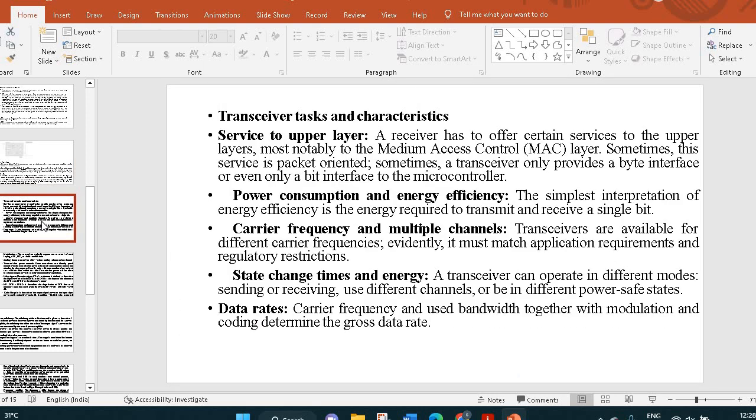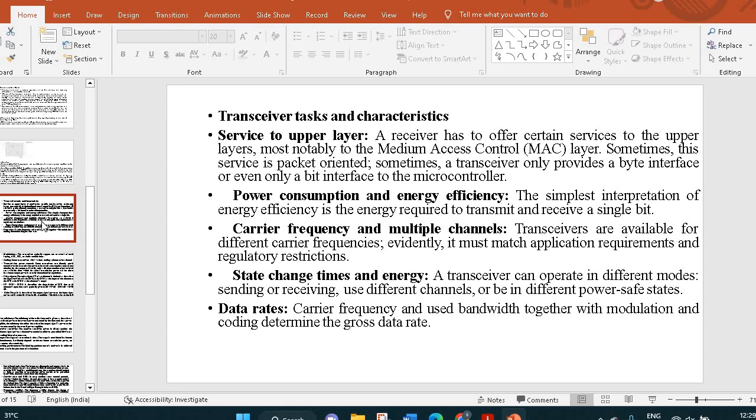Transceiver task and characteristics. Service to upper layer. A receiver has to offer certain services to the upper layers, most notably to the medium access control layer. Sometimes the service is packet oriented. Sometimes a transceiver only provides a byte interface or even only a bit interface to the microcontroller.